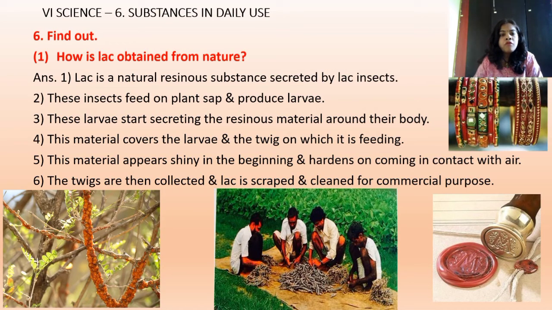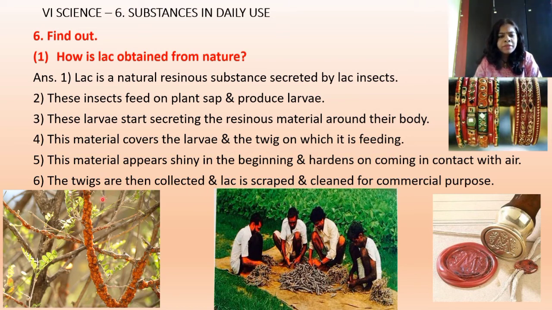Next one, find out how is lac obtained from nature. Lac is a natural resinous substance secreted by lac insects. These insects feed on plant sap and produce larvae. So children, the insects are feeding on these plants and they are producing larvae. These larvae start secreting the resinous material around their body. So see the resinous material which is covering the larvae and the twig. This material covers the larvae and the twig on which it is feeding.